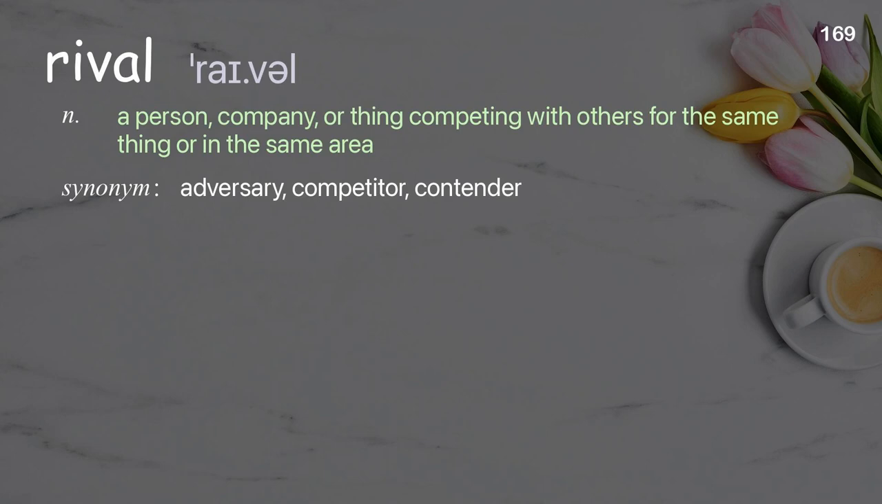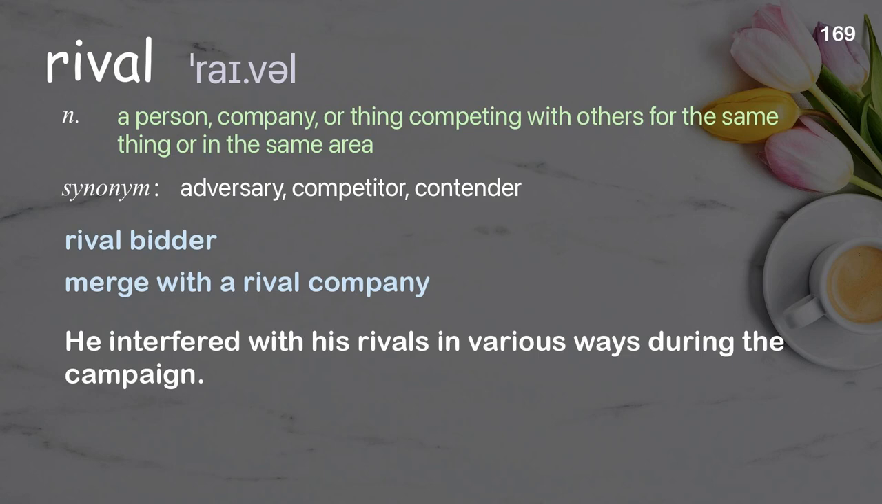Rival. A person, company, or thing competing with others for the same thing or in the same area. Examples: Rival bidder, merge with a rival company. He interfered with his rivals in various ways during the campaign.